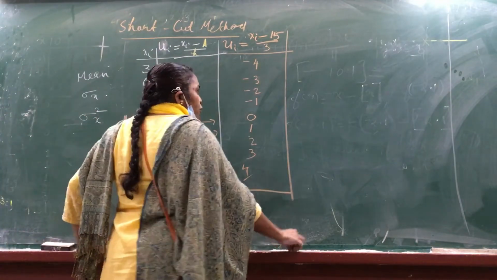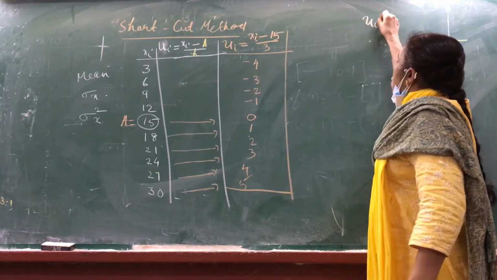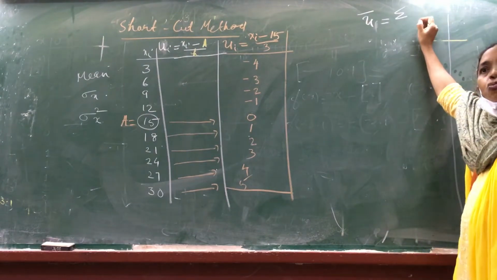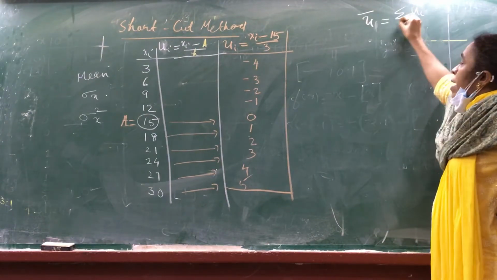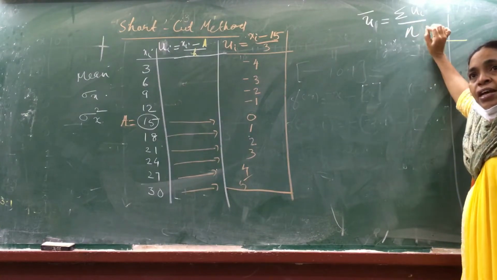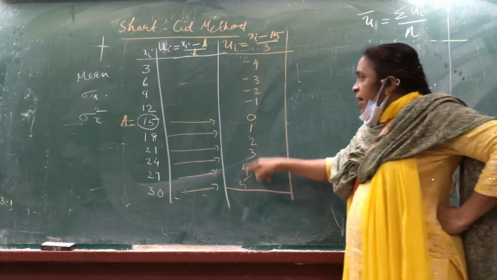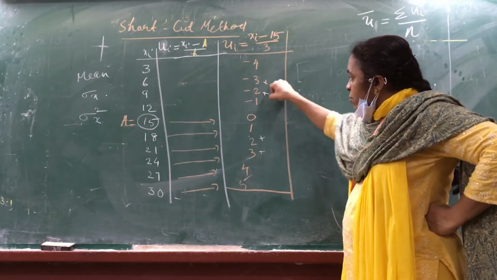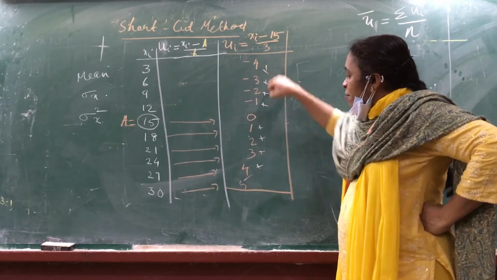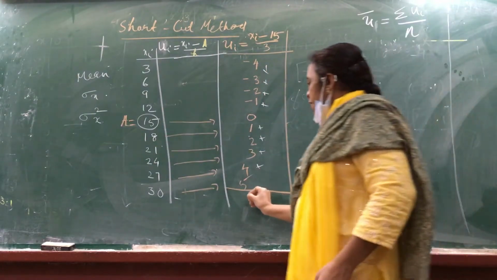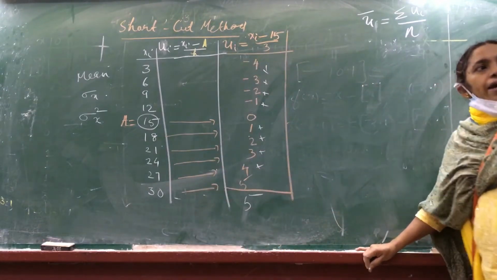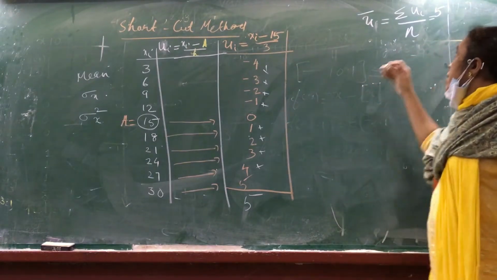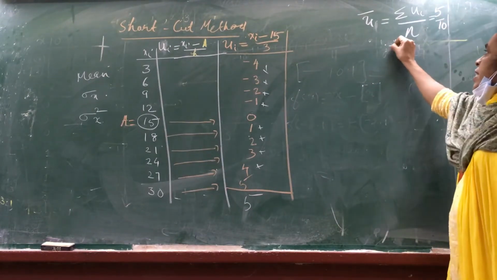How to find the mean of ui's? The formula for the mean of ui, which we can denote by u bar, is sigma ui by total number of observations, right? So what is sigma ui? You will add it here. When you add, this cancels, this cancels, this cancels, this cancels, means the summation is 0. Final answer is 5. Very fast you are doing the addition. So here you are getting 5 divided by total number of observations. There are 10. So the answer is 1 by 2.